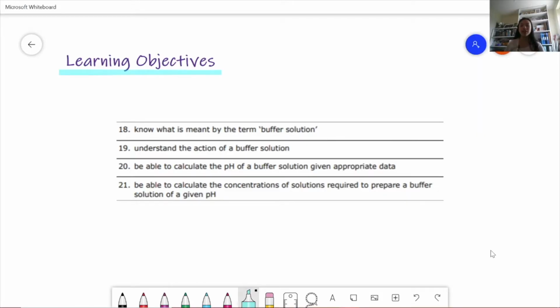Here are today's learning objectives. So the first is to know what the term buffer solution means, and then to understand the action of it, and then we'll be able to calculate the pH of a buffer solution given appropriate data, and calculate the concentrations of solutions required to prepare a buffer solution of a given pH.